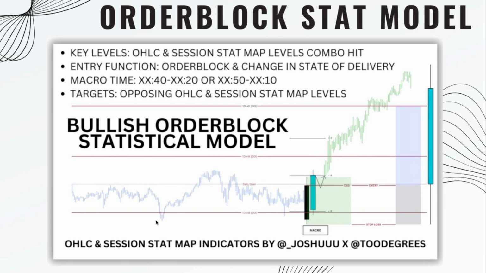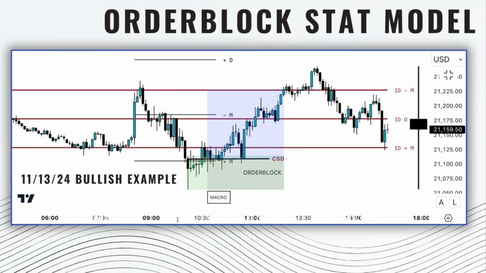So as you can see, we have the combo down here. Order block got printed and validated. We'll enter at the change of state of delivery and start targeting opposing stat map levels. Here we can see a bullish example from 11:13. The market has hit an OHLC stat map level along with a session stat map level. Here we can see an order block print with its CSD and order block being validated with this candle. And now we could go ahead and find an entry during a macro window and target opposing stat map levels.